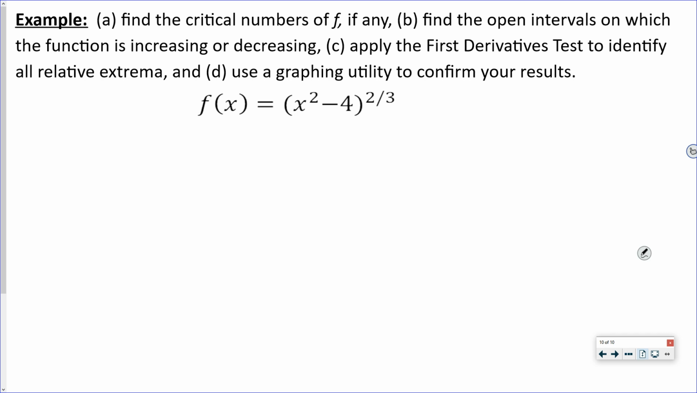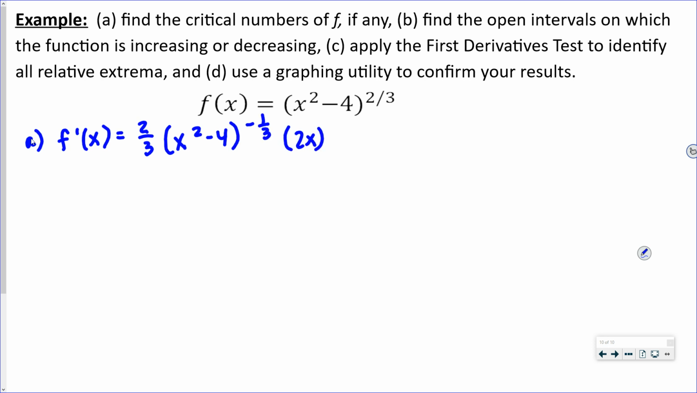Okay, so let's start with finding the critical numbers. Part A. So I'd find my derivative, which would be 2/3 (x squared minus 4) to the negative 1/3, since 2/3 minus 1 is negative 1/3. Chain rule, times 2x. All right, let's simplify that a little bit. So I have 2 times 2x in my numerator, that'd be 4x. In my denominator, I have 3. Move that (x squared minus 4) to the denominator for the positive 1/3.